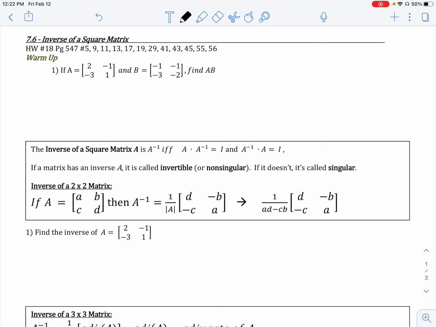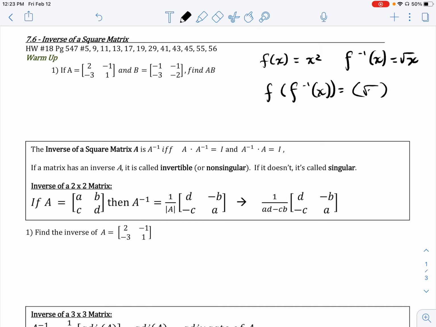When we discussed this with functions, we said, okay, well, if our function, for example, were x squared, and its inverse function were root x, we said that when we compose a function with its inverse function, we are effectively inputting that function into itself. And what that does is that undoes the effect of that function. So if f of x is trying to square your argument, its inverse is taking the square root of its argument. It is undoing the effect of that function.